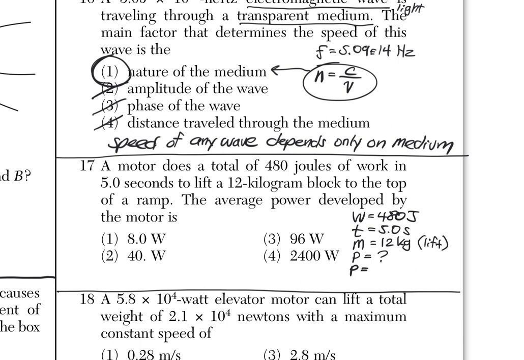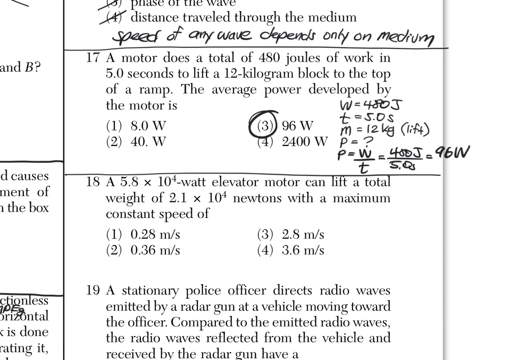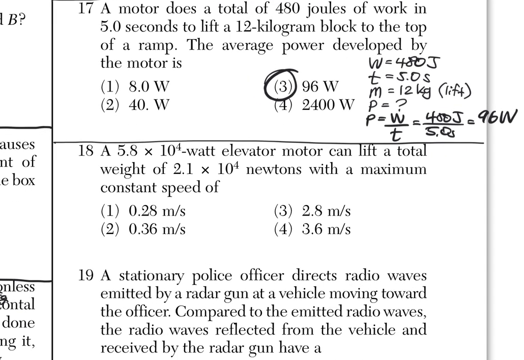Power is work over time. I know the work is 480 joules. I know the time is 5 seconds. So my power is going to be 96 watts, choice 3. Pretty straightforward.